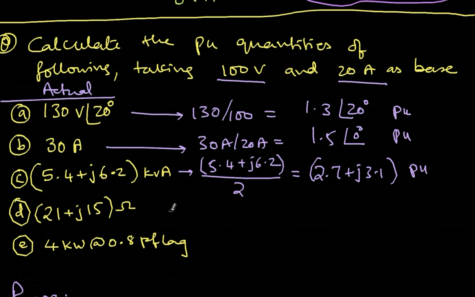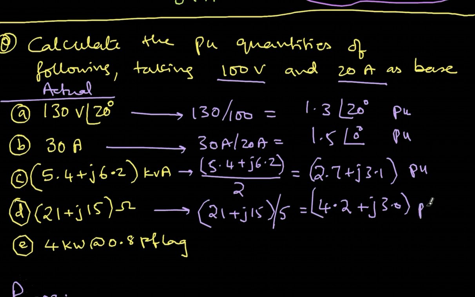Now I have an impedance 21 plus J 15. I already calculated the base impedance, that is 5 ohms. So 21 plus J 15 divided by 5. 21 by 5 is 4.2 and 15 by 5 is 3. So this is in per unit. You notice that on the right side there are no units. If I just tell you 4.2 plus J3, you don't know whether it is impedance or power or current or whatever. So you have to specify the impedance is 4.2 plus J3.0 per unit, something like that. Okay, let's come here.